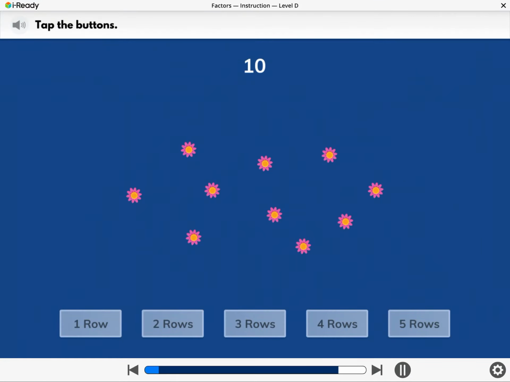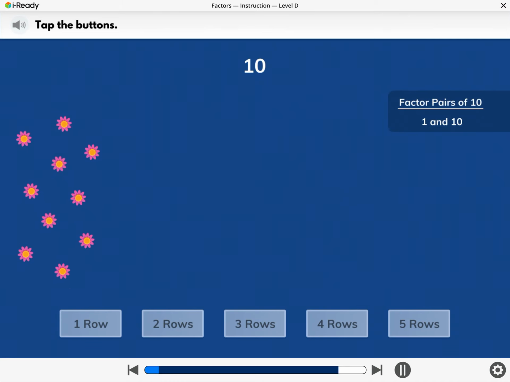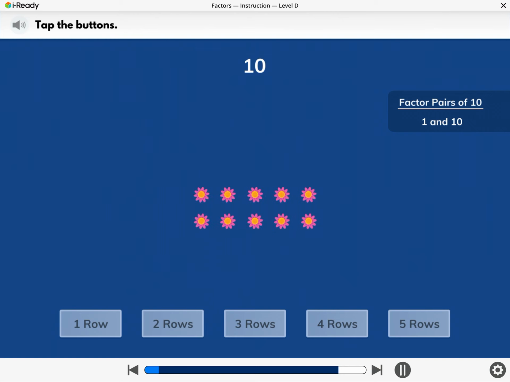You have 10 plants. What happens when you sort them into rows? Tap the buttons to find out. 1 and 10 is a factor pair of 10 because when you multiply them together, you get 10. 2 and 5 is a factor pair of 10.